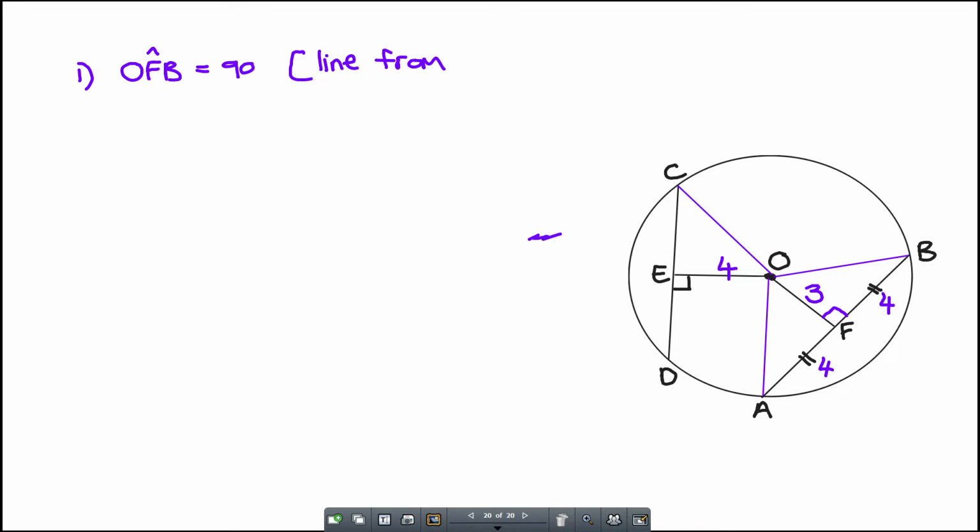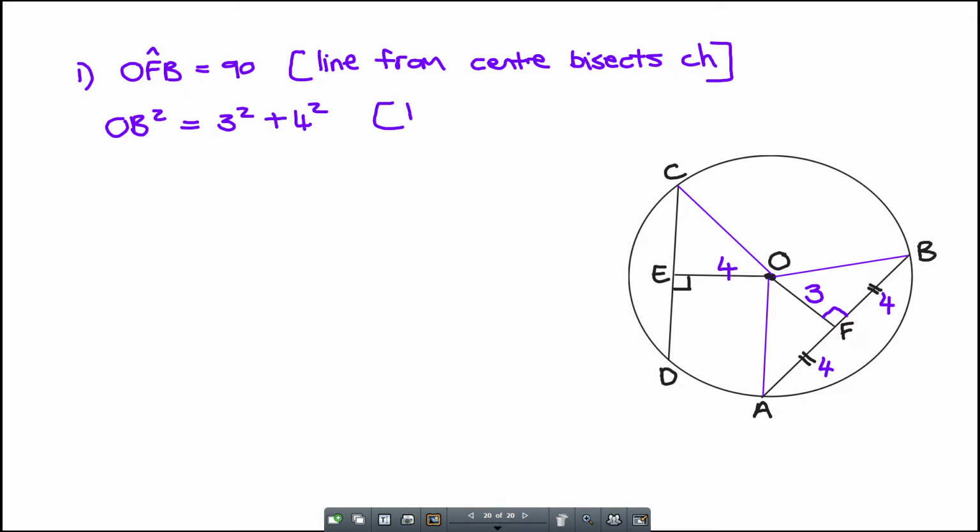Okay, bisects chord. And then I can say, okay, let's get OB squared. Deur te sê 3 kwadraat plus 4 kwadraat, nee. And that was because of Pythagoras.